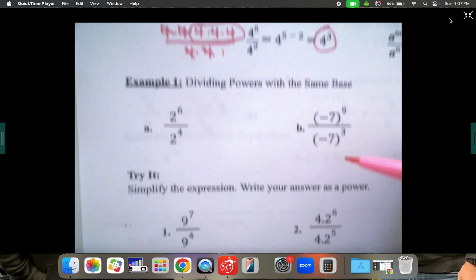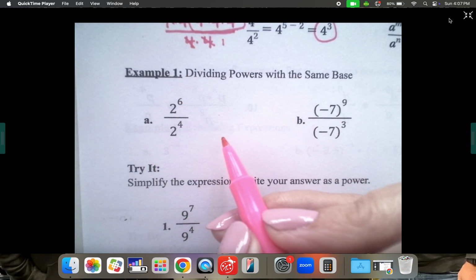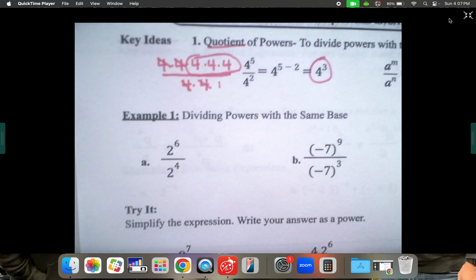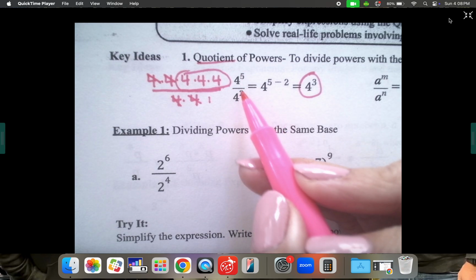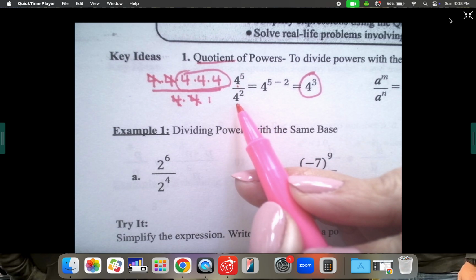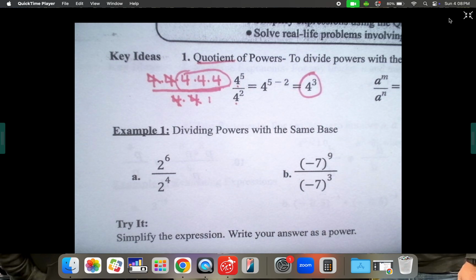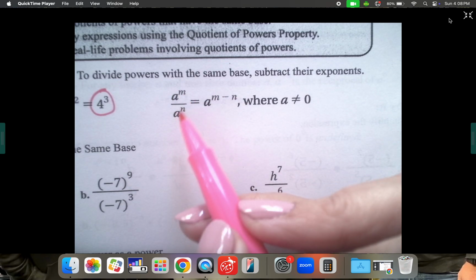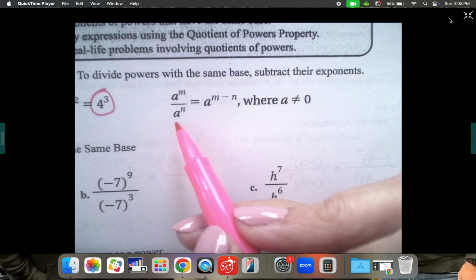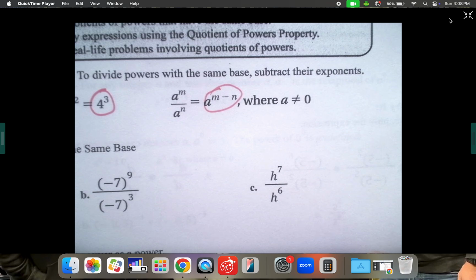So you could do this with every problem. You could write on this first problem 2 times 2 times 2 times 2 times 2 times 2 divided by 2 times 2 times 2 times 2. But that's a lot of writing. So we look at shortcuts. And the shortcut is when you're dividing exponents, and they have to have the same base. So remember, this is a 4 and a 4 for the base. If they have the same base and you're dividing, you can just subtract their exponents. That's a much easier shortcut way to do this. So here's the rule: a to the m power divided by a to the n power. If both the bases are the same, they're both a's, you can just subtract m minus n. So that would be how it works.